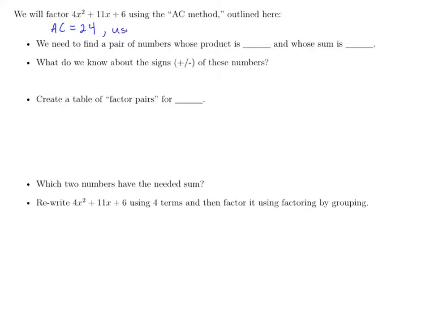So we'll find AC, and then we will use this to write the expression using 4 terms. And when we have a 4-term expression, one of the only methods we have for factoring that is to use factoring by grouping. So that'll be our last step. Now, what's underneath this process of using AC and then writing it as a 4-term expression is really the process of undoing that process of FOILing.